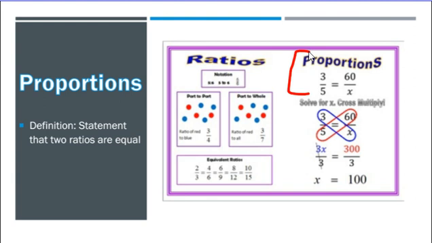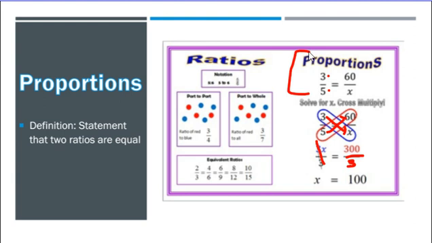And you solve it. There's a couple ways of solving it. One way is cross multiply and then you divide. Another way would be, if you're able to do it, what do you multiply 3 by to get 60? And whatever you multiply in the numerator, you must also multiply in the denominator. Sometimes it's not as easy doing it that way, so then you would cross multiply and divide. So they cross multiply 3 times x equals 5 times 60, which is 300. Divide by 3 on both sides to get your answer of 100.